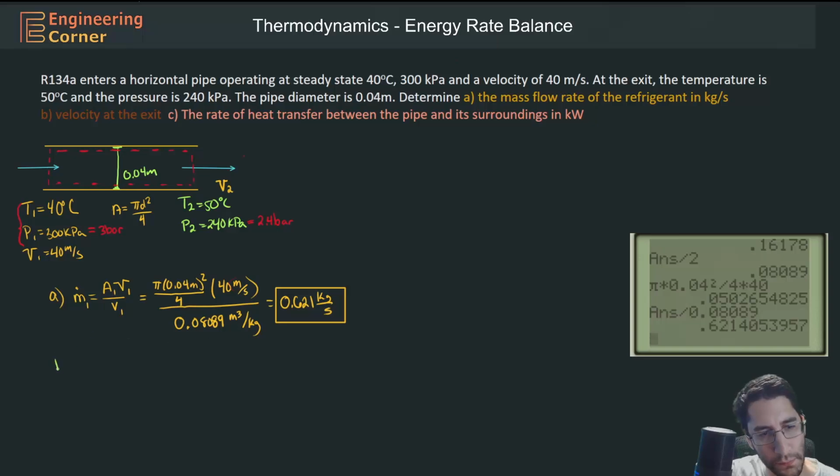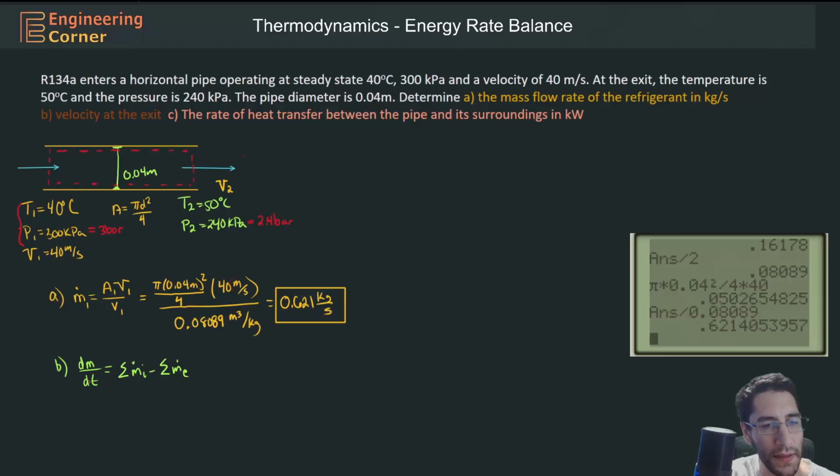Our area is the same, but we're not given this velocity. We still need to figure out our specific volume at state 2, and we aren't given a mass flow rate. However, we can look at our mass rate balance. So this says that our change in mass over time is equal to the sum of the mass flow rates of our inlets minus the sum of the mass flow rates of our exits.